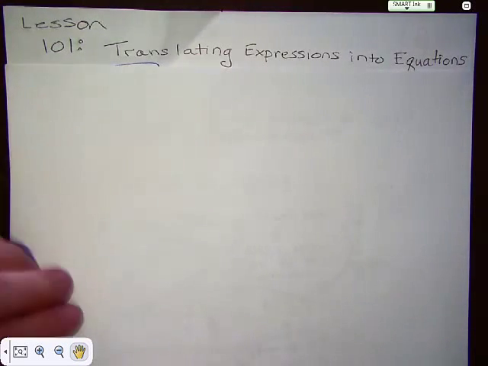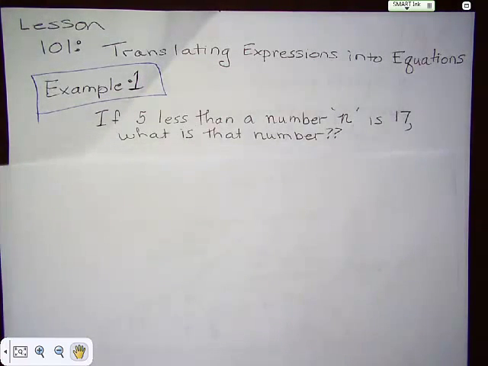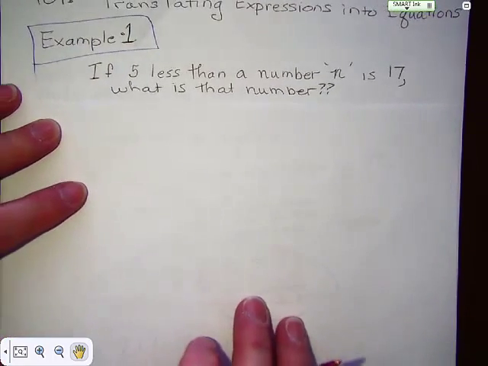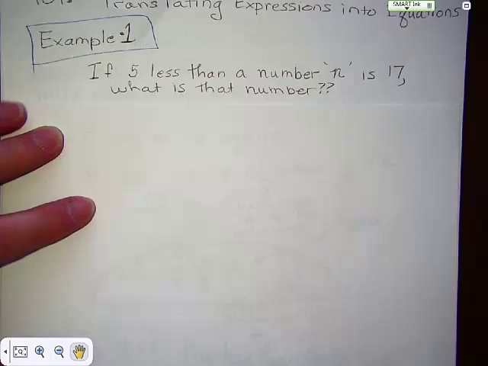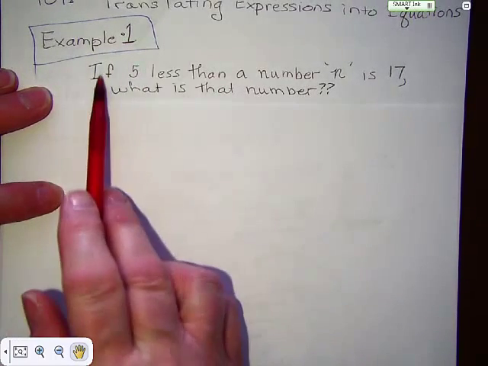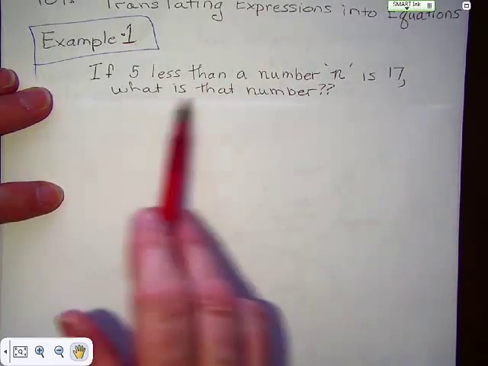Hi there. Today we're going to talk about lesson 101, translating expressions into equations. Now this is going to go pretty fast because we're mostly just taking a word problem or a word expression and changing it into an equation. Example 1: if 5 less than a number n is 17, what is that number?